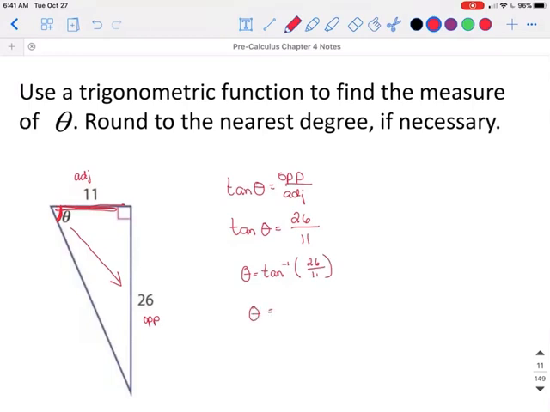And if we do the tangent inverse of 26 divided by 11 and we round it to the nearest degree, you should get that theta is approximately 67 degrees.